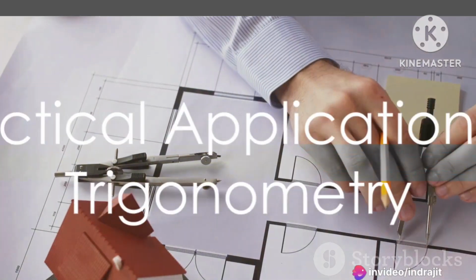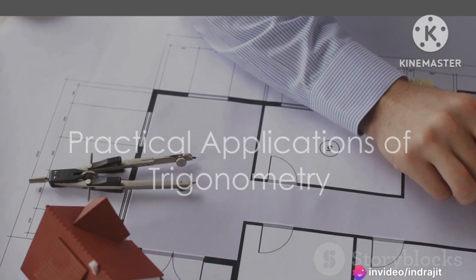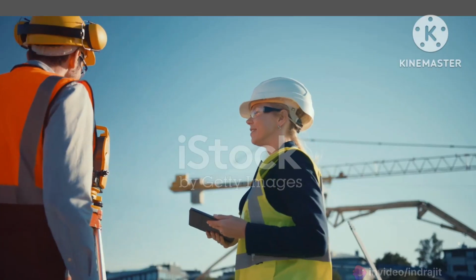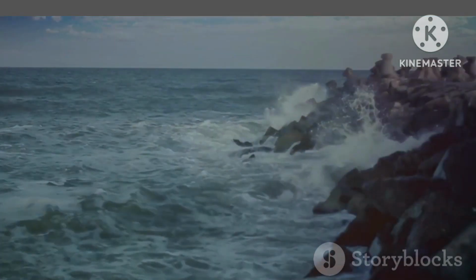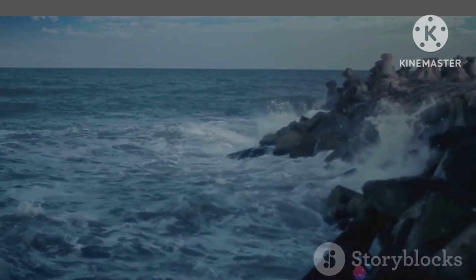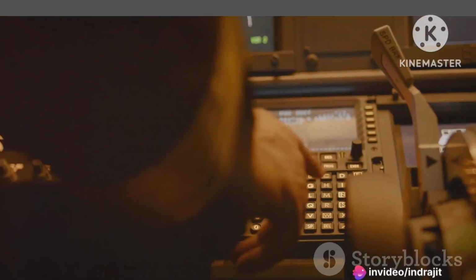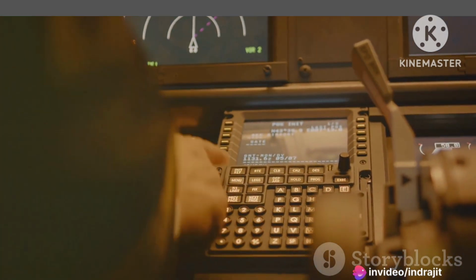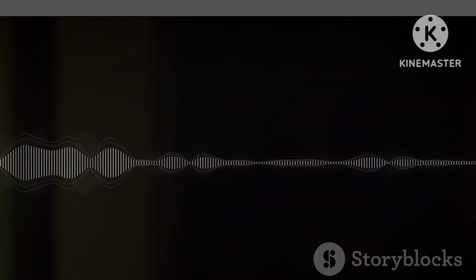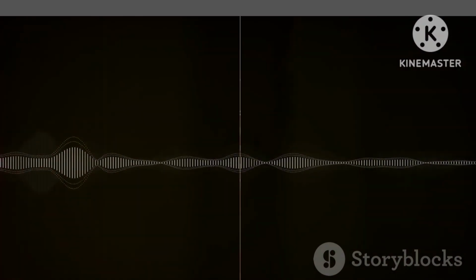But trigonometry isn't just about measuring triangles and calculating ratios. It has practical applications in many areas of life. From the architecture of the grandest buildings to the waves of the deepest seas, from the flight path of an airplane to the pixels on a computer screen, trigonometry is everywhere. It's even used in the field of music, for sound wave modulation.